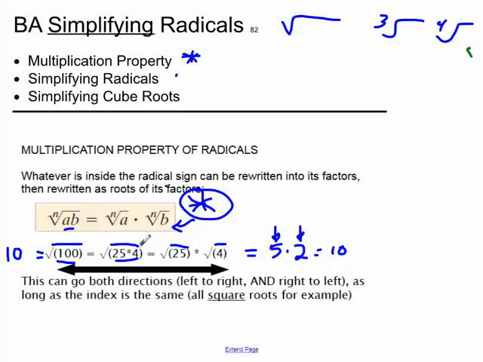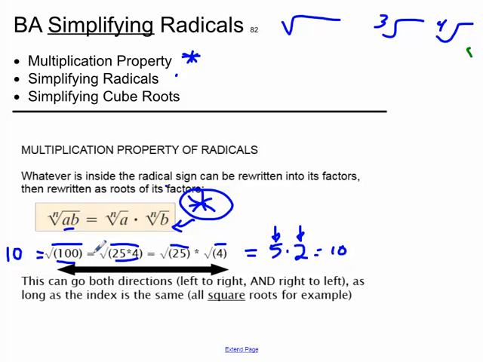100 is 4 times 25. It just happens that 100 is 4 times 25. Both these are perfect squares. It's not going to happen that often. In fact, probably not often at all. But our goal is to rewrite whatever's inside here as a perfect square times something else.